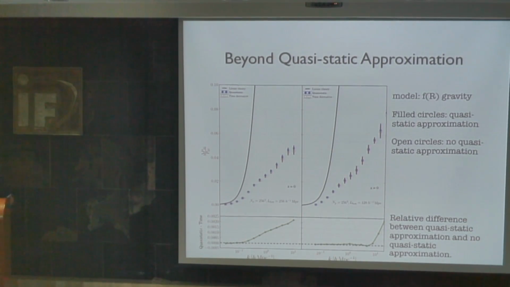Yeah. What model is this? This is f(R) gravity. Yeah, but which one? This is f(R0) equals 10 to the minus 6, I think, if I remember correctly. So this is a case with a very strong nonlinearity.